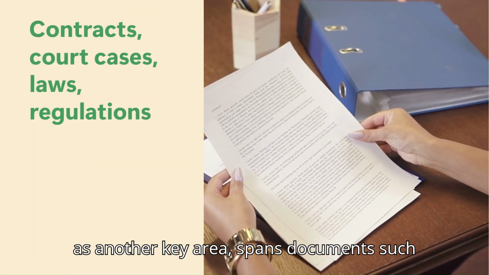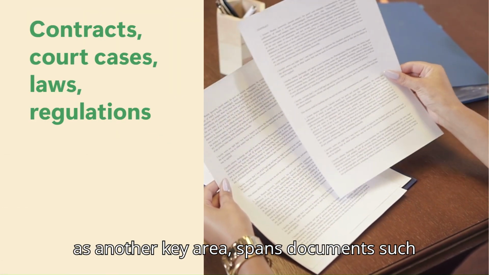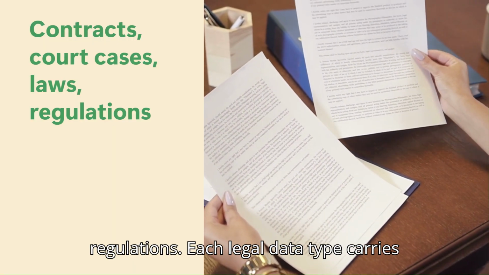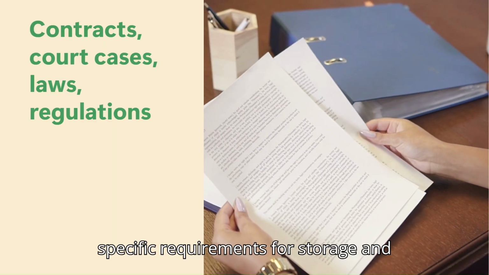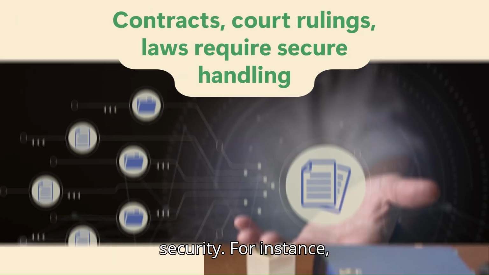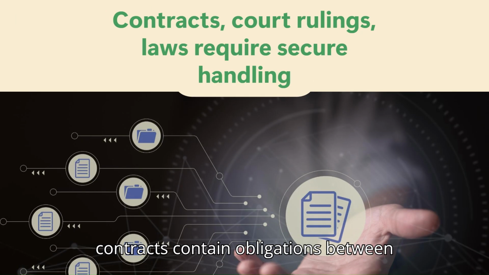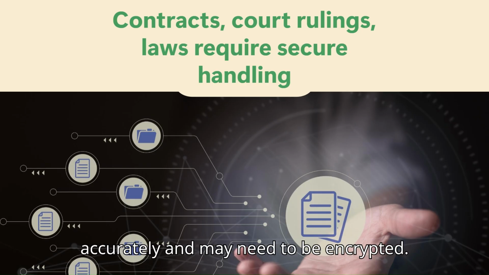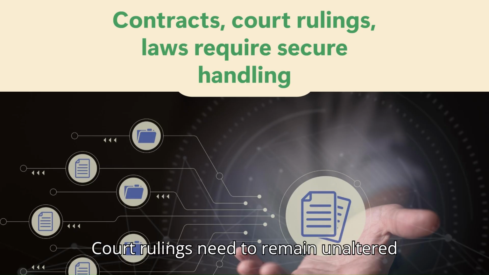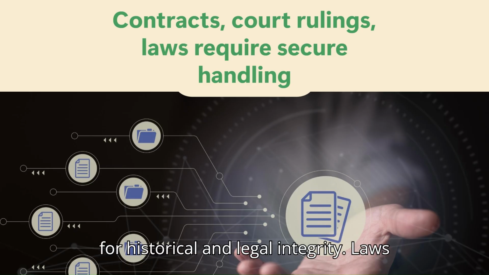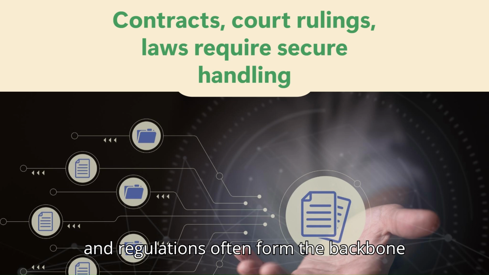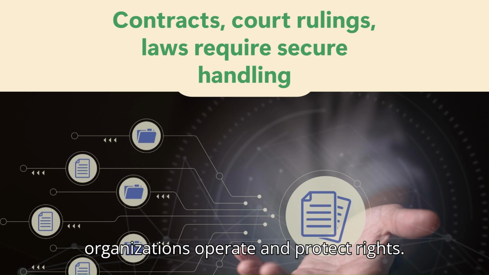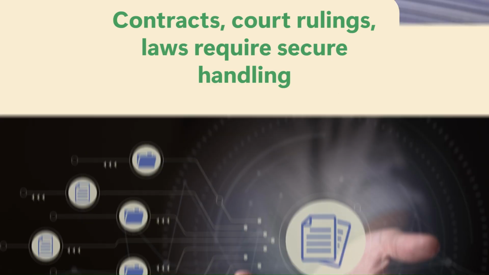Legal information, as another key area, spans documents such as contracts, court cases, laws, and regulations. Each legal data type carries specific requirements for storage and security. For instance, contracts contain obligations between parties, which must be preserved accurately and may need to be encrypted. Court rulings need to remain unaltered for historical and legal integrity. Laws and regulations often form the backbone of compliance databases, guiding how organizations operate and protect rights.